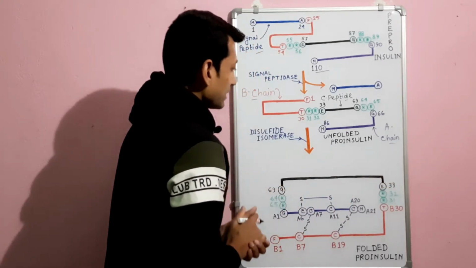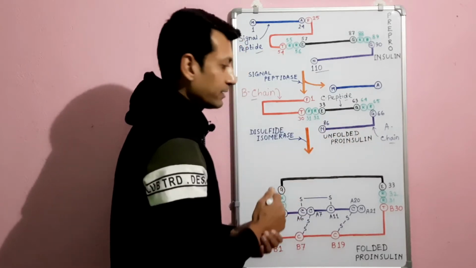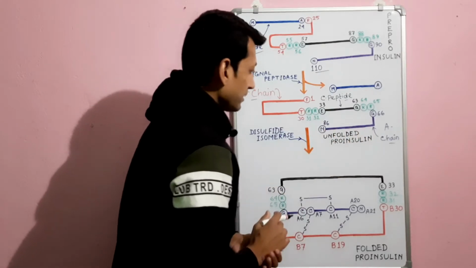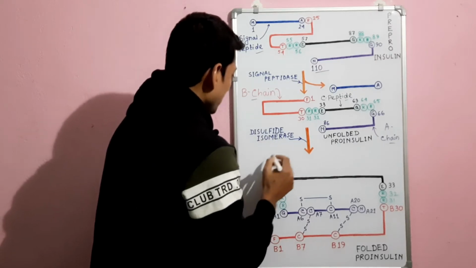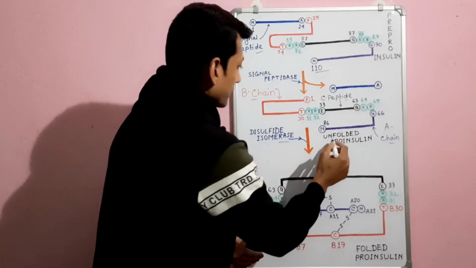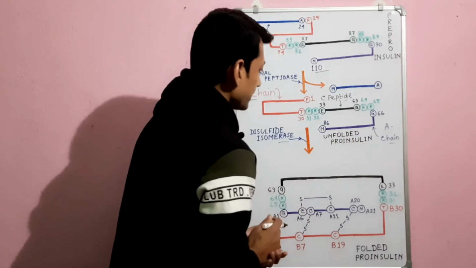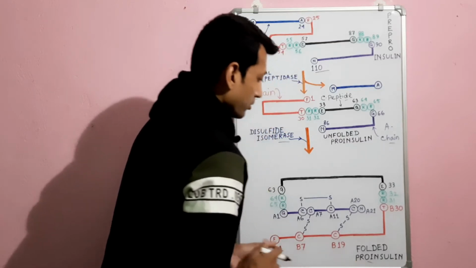And finally, the last 21 amino acid long region, that is from 66 to 86, is known as the A chain. So initially, this proinsulin is in unfolded condition. With the help of disulfide isomerase, the unfolded proinsulin is converted into folded proinsulin.